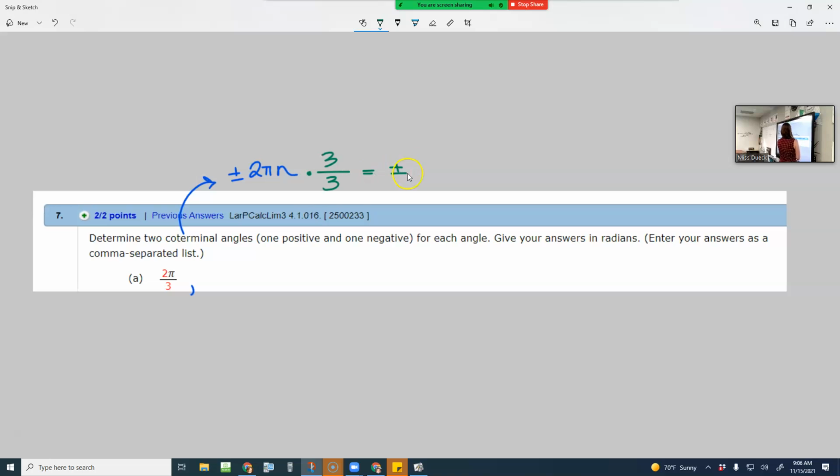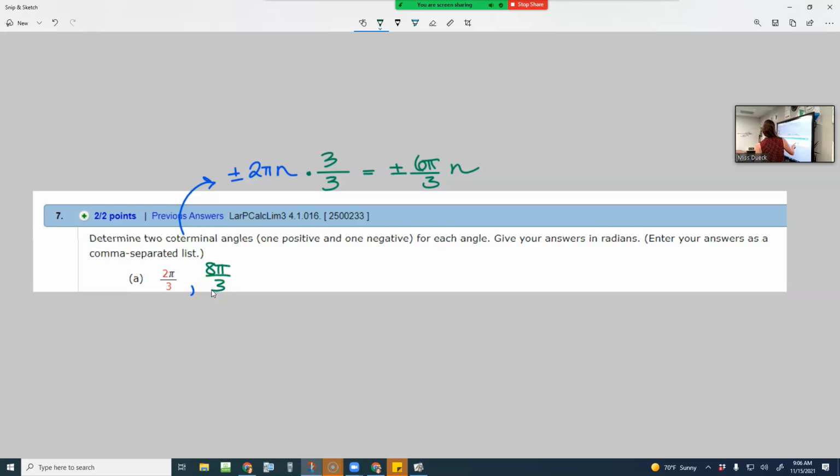Yeah, 6 pi over 3, right? If I want to think about a whole rotation in terms of thirds, there would be 6 of those thirds. That is 2 pi. So 2 pi plus 6 pi, that would be 8 pi over 3. That's great, but they don't just want a positive.